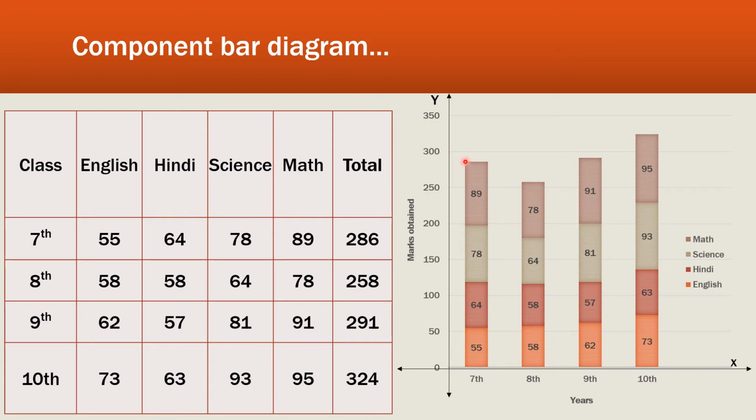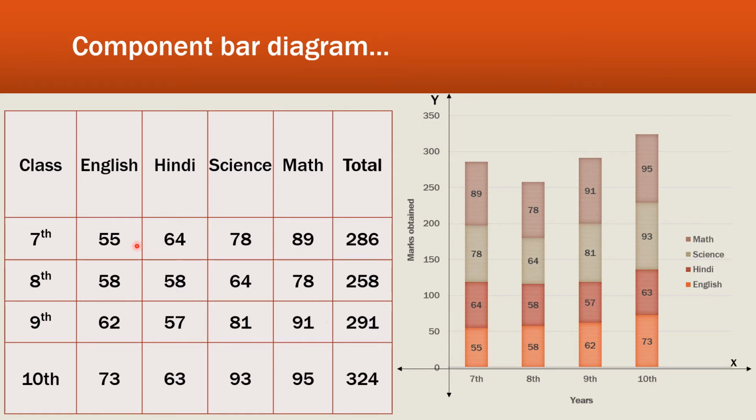Because we need to plot the lengths of each of these bars, which represent the 4 standards and the marks obtained in these various classes. Once we plot the total values, we get the lengths of the 4 bars, and then we set out to divide it. First, we try to get the number of marks obtained in English. So at 55, we plot a line, we divide the bar at that level.